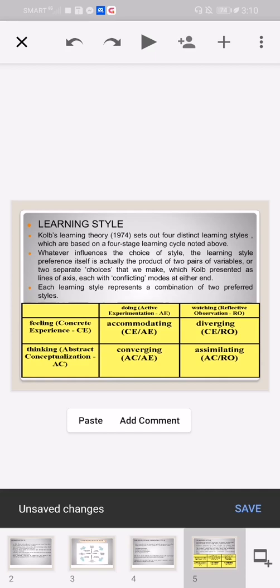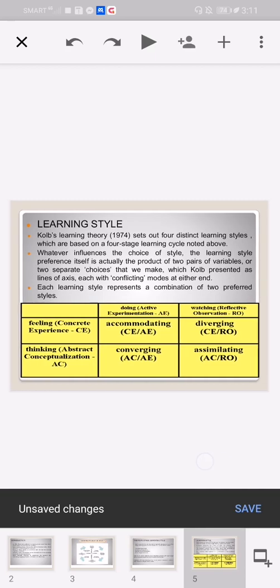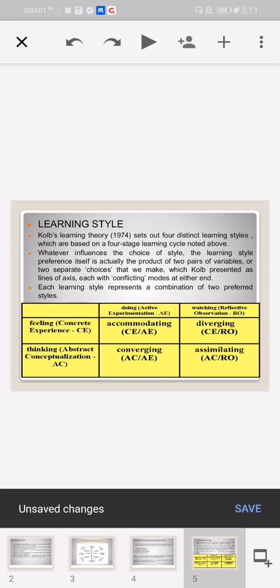They commonly act on gut instinct rather than logical analysis. People with an accommodating learning style will tend to rely on others for information rather than carry out their own analysis. This learning style is prevalent within the general population.